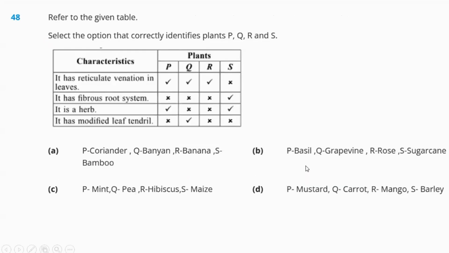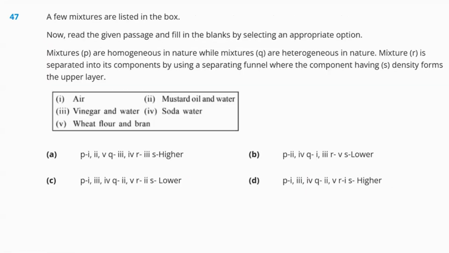Question number 47. A few mixtures are listed in the box. Now read the given passage and fill in the blanks by selecting an appropriate option. Mixtures P are homogeneous in nature, while mixtures Q are heterogeneous in nature. Mixture R is separated into its components by using a separating funnel where the component having S density forms the upper layer. Okay. So the mixtures P are homogeneous, which would be forming a homogeneous mixture over here.